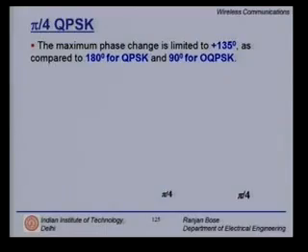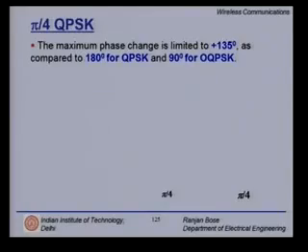Now, let us talk about pi by 4 QPSK. This is a compromise between QPSK and offset QPSK. In QPSK, there is a possibility of having 180-degree phase shifts and occasionally 90-degree phase shifts. In offset QPSK, you have at most 90 degrees. How about reaching a compromise? How about 135-degree phase shifts?